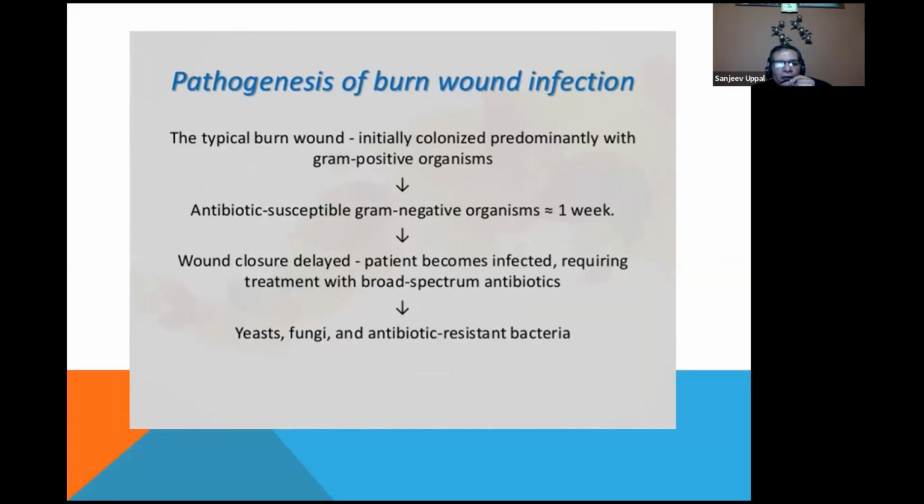Pathogenesis of the burn wound infection: the typical burn wound is initially colonized predominantly with gram-positive organisms like staph. And then antibiotic susceptible gram-negative organisms, within a week they take over. After that, if wound closure is further delayed, the patient becomes infected, requiring treatment with broad-spectrum antibiotics. And of course, later on, because of the dual reasons of long-term antibiotics as well as the patient's immunity going down, there is a yeast or fungal infection, which is quite antibiotic resistant.